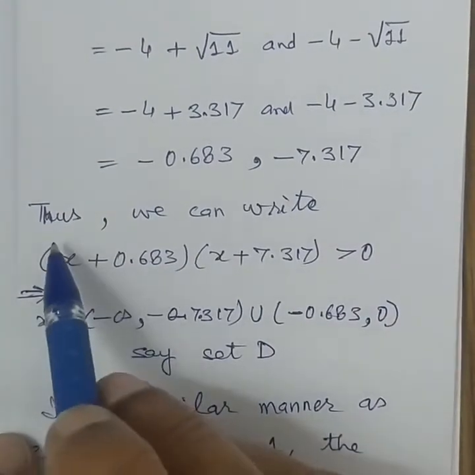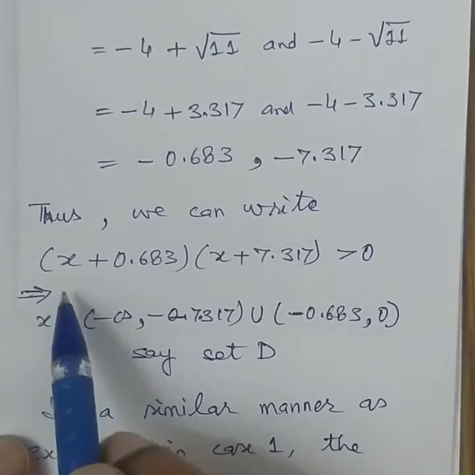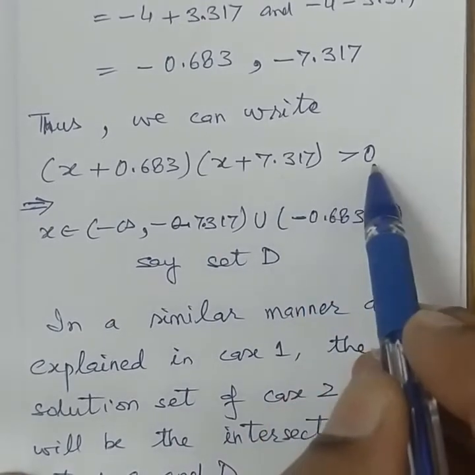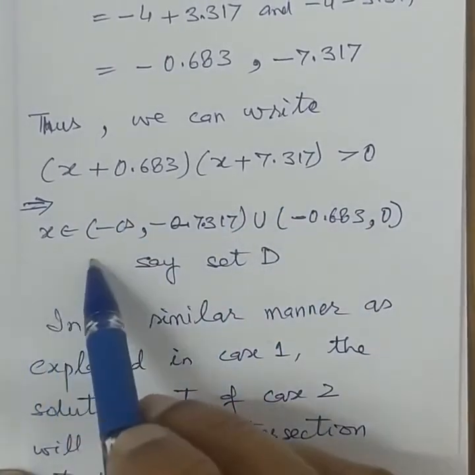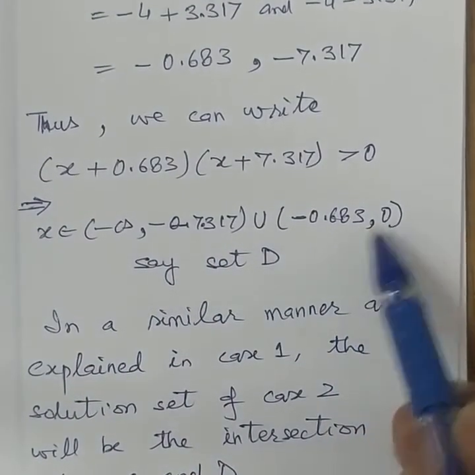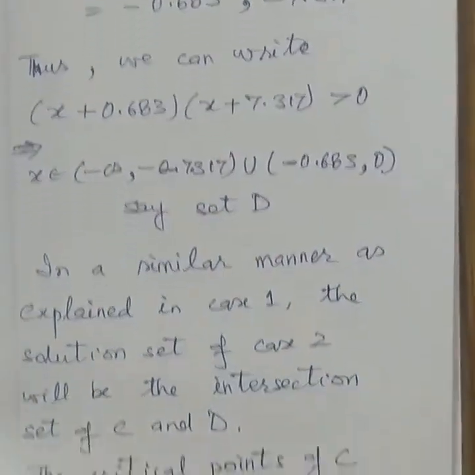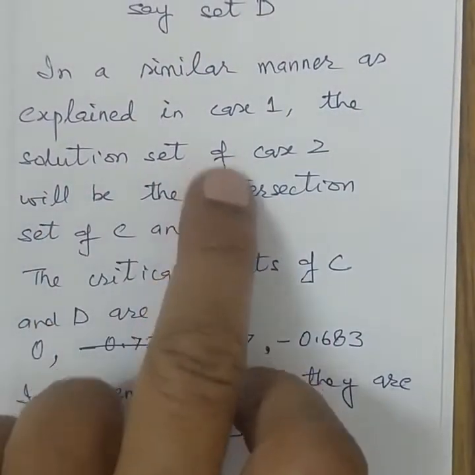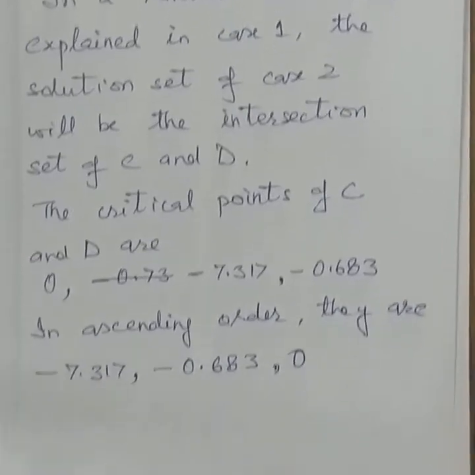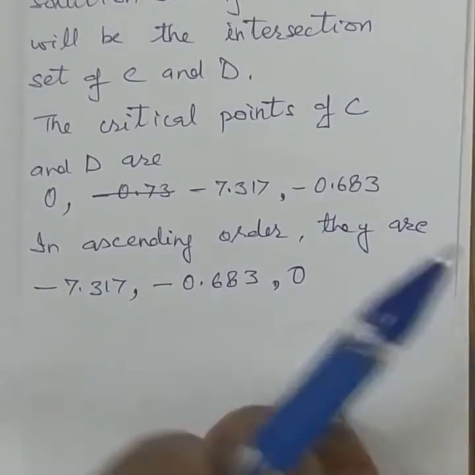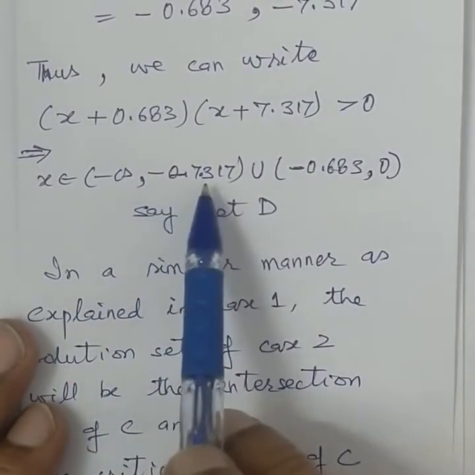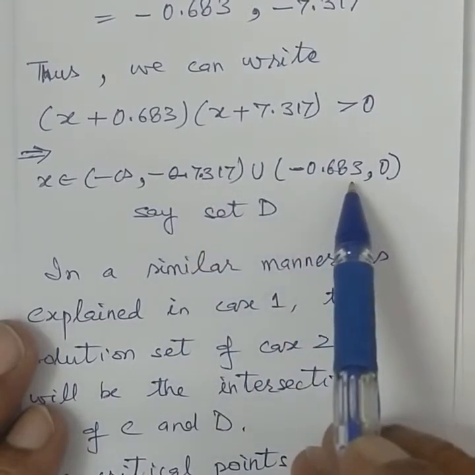Hence, the quadratic inequality can be written as x plus 0.683 times x plus 7.317 greater than 0. The solution of this inequality is x belongs to minus infinity, minus 7.317 union minus 0.683, infinity. Let us say this is set D. In a similar manner as explained in case 1, the solution set of case 2 will be the intersection set of C and D. The critical point of C is 0. The critical points of D are minus 7.317 and minus 0.683.